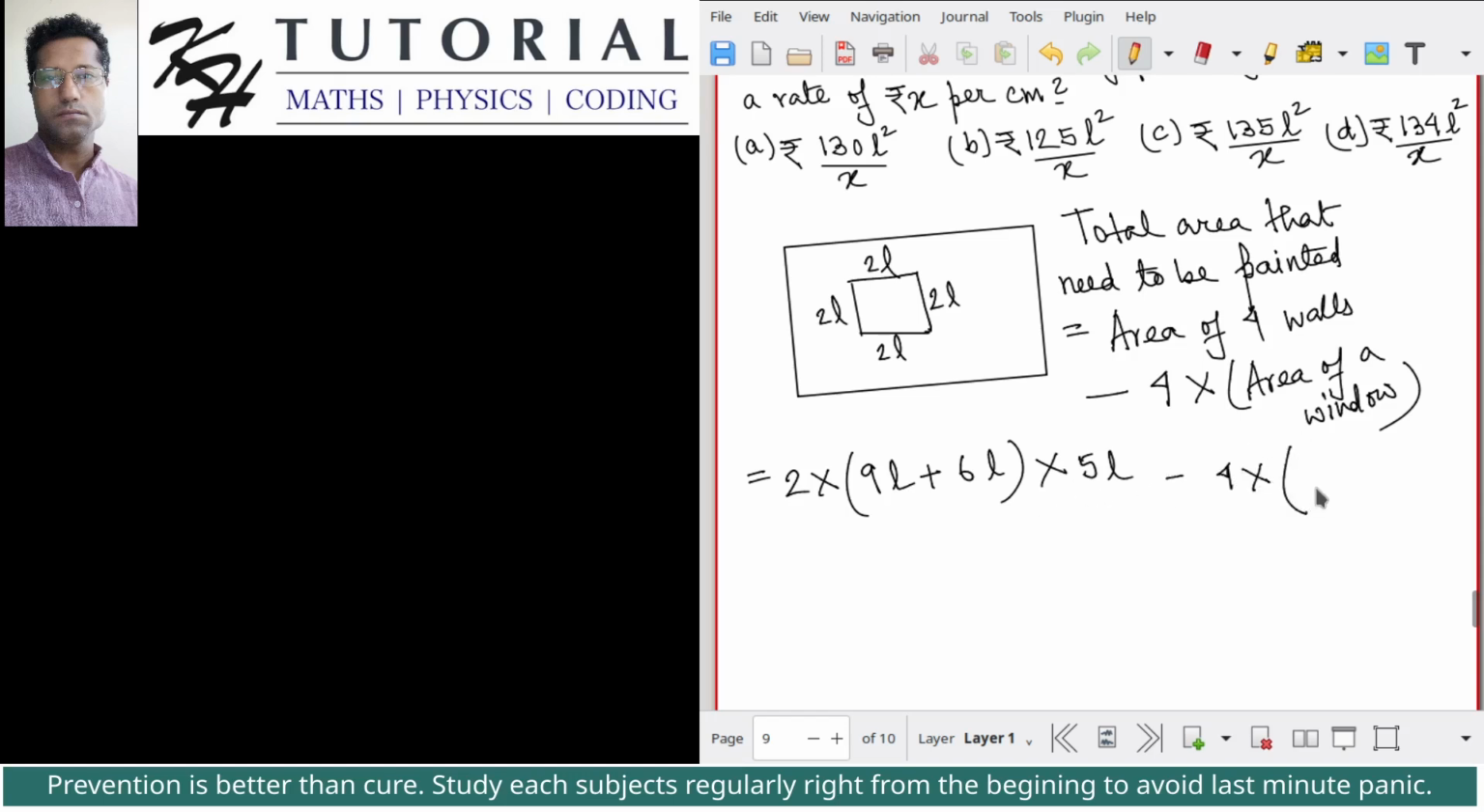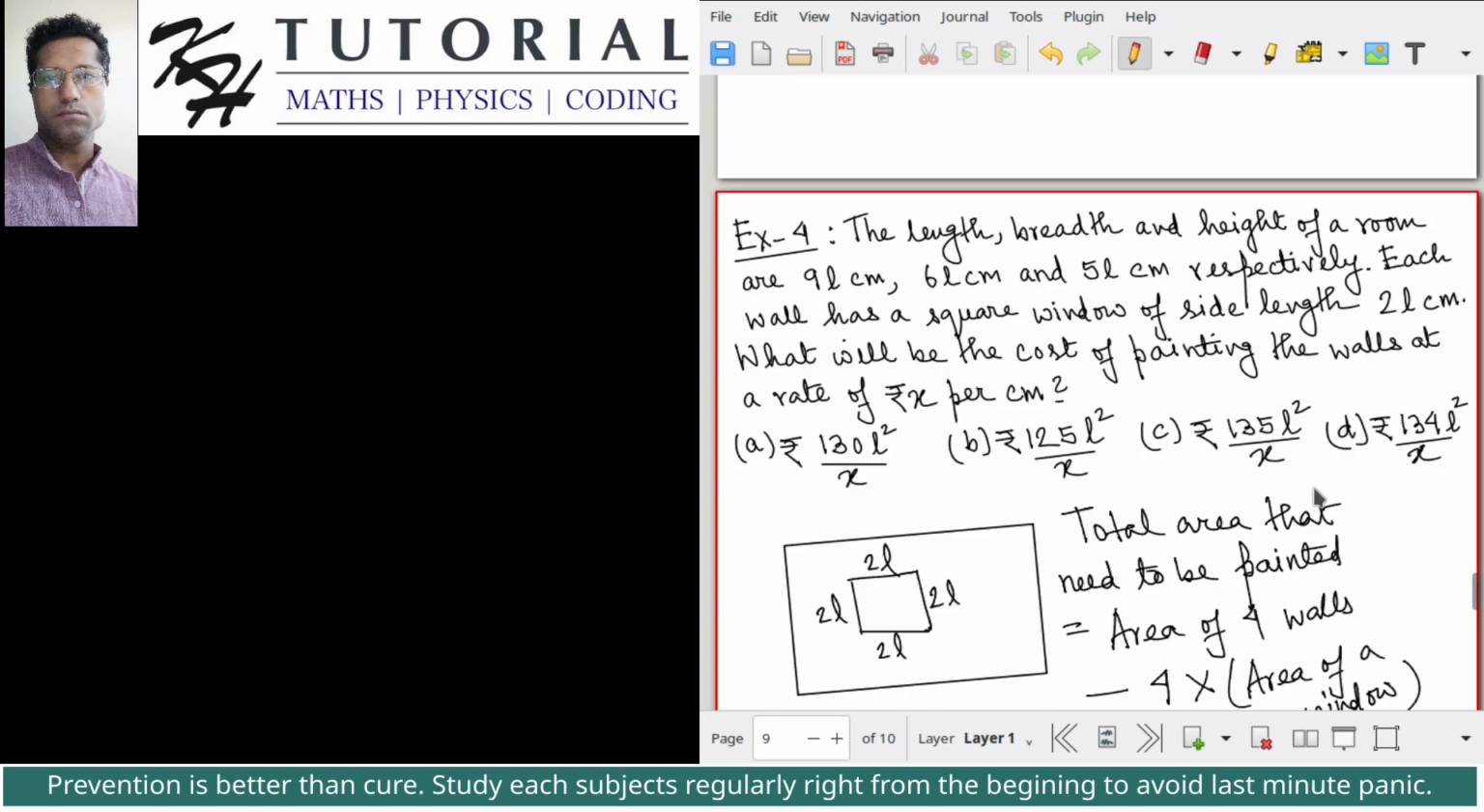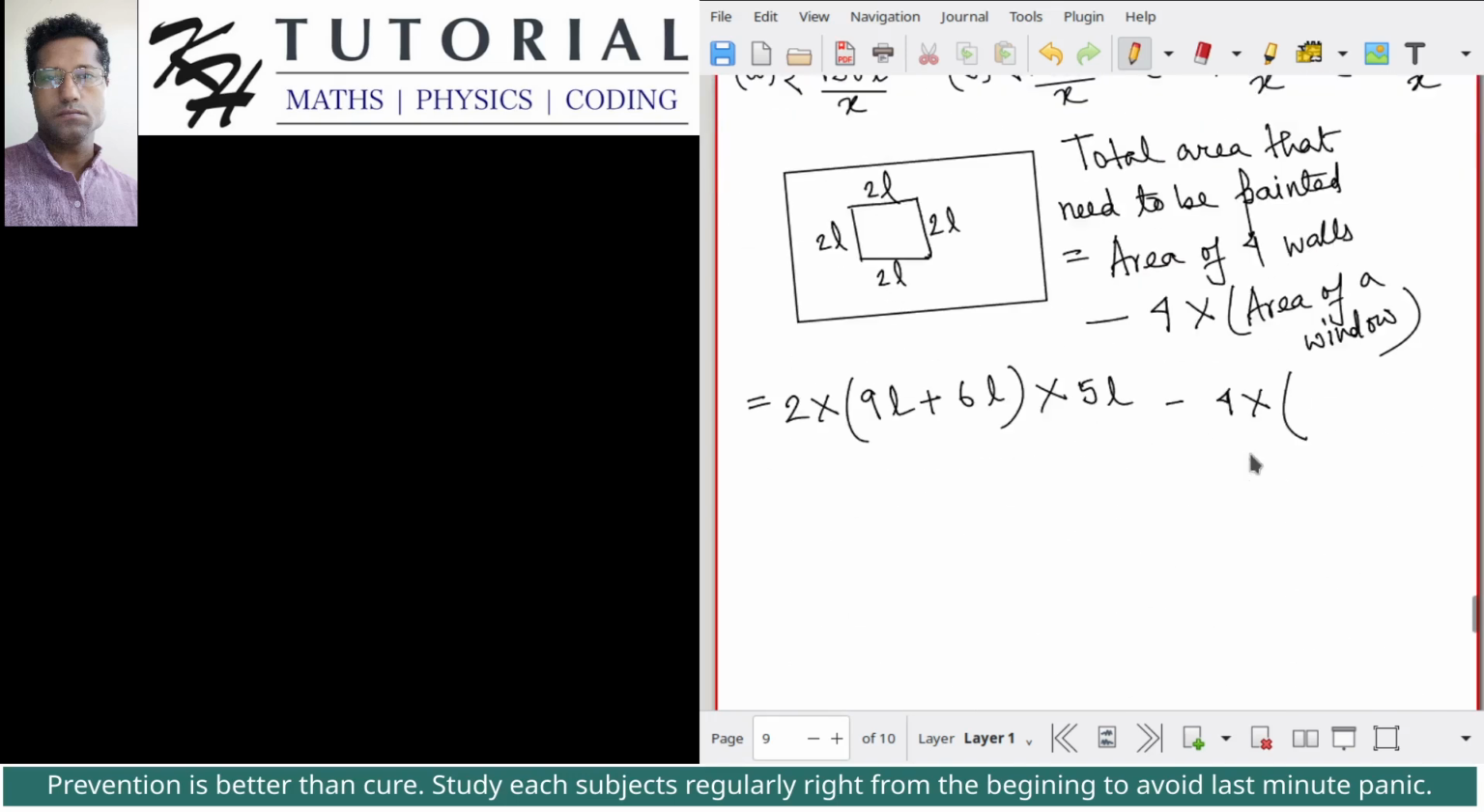Okay, so this is the area of the four walls of the room minus 4 into the area of each window. Each window is a square window where the side length is 2L centimeter. So we know that the area of a square is side square. So this will be the square of 2L. Okay, so this will be the net area of the walls that needs to be painted.